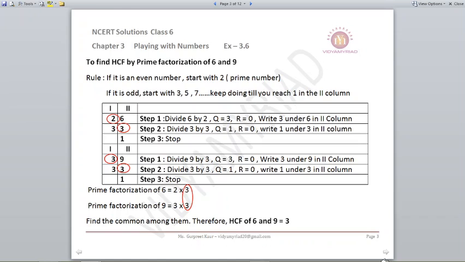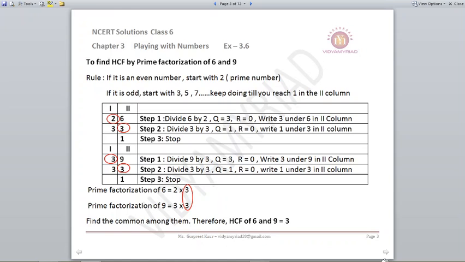Now what is your answer? When you divide 6 by 2, your quotient comes to 3. So that 3 will be written below 6 in the second column. So this is your first step. Now we are going to divide 3, which is in the second column and which I have marked in a red circle. Considering this 3 as a number, we can't divide it by 2 because 3 is an odd number. It is not divisible at all.